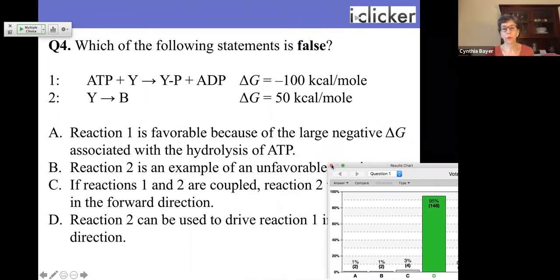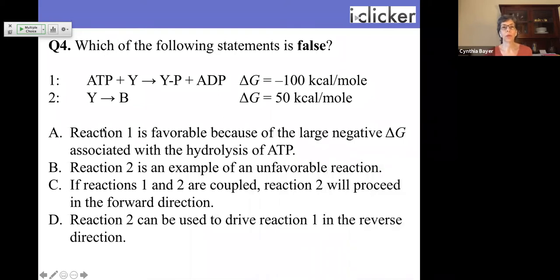So the others are correct. Reaction 1 is favorable because we have a large negative change in free energy. And that is due to the hydrolysis of ATP. Reaction 2 is an example of an energetically unfavorable reaction, right? Because the change in free energy from Y to B is positive. B has more free energy than Y does.